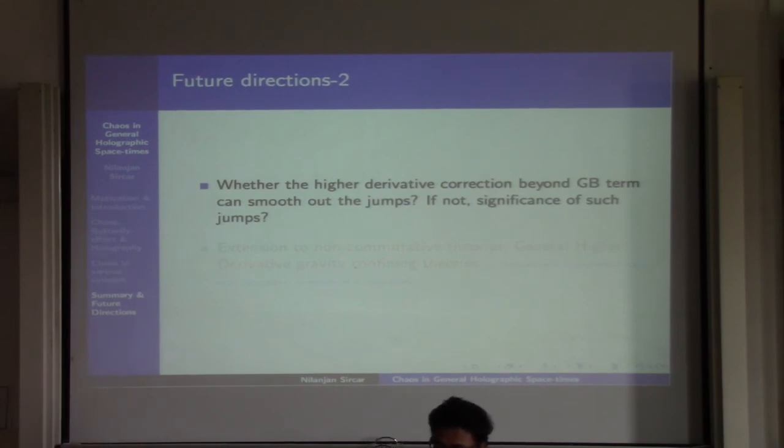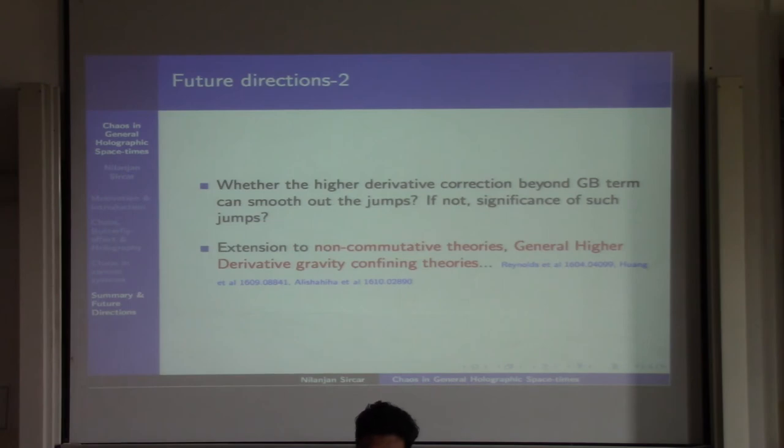One thing is whether this behavior which we saw for these Gauss-Bonnet theories has significance. We can only tell if you do higher derivative, more and more corrections, and see whether these surfaces survive. But still, it is interesting that this peculiar behavior is there, about the jumping, the surfaces being imaginary, and these things. So an extension, of course, to non-commutative theories and general higher derivative theories of confining theories will be interesting. Some follow-up works by various other people have looked into these things in this last year, like Simon and Reynolds, who looked at charged cases, Huang et al., who looked at these non-commutative geometries, and Alishahiha looking at these general higher derivative corrections.